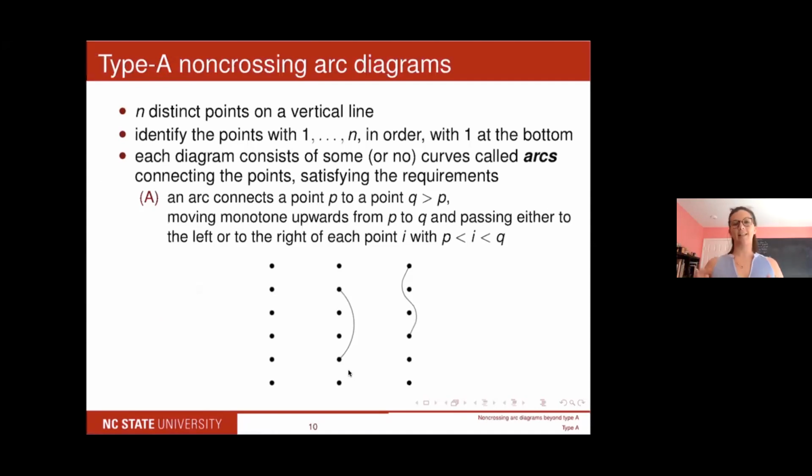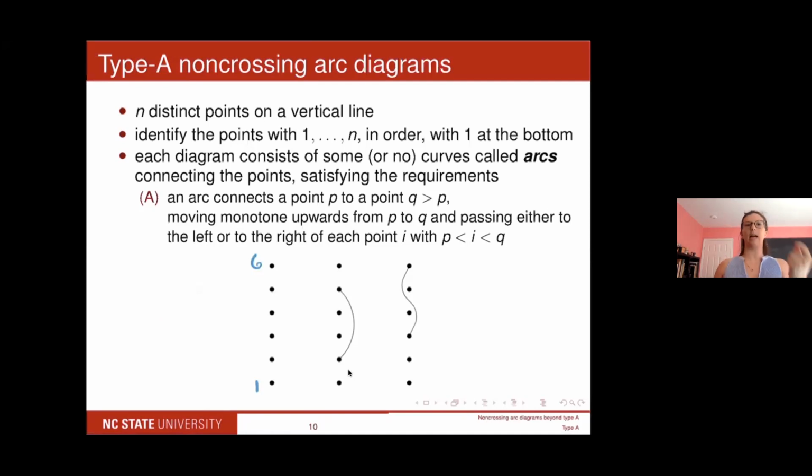Okay, let's get into the good stuff. Type A non-crossing arc diagram. So this is work from a paper by Nathan in 2015. Here's the setup. We've got N distinct points on a vertical line. We identify those points with 1 through N in order, with 1 at the bottom and N at the top. So in our example down at the bottom, we've got 1 through 6.